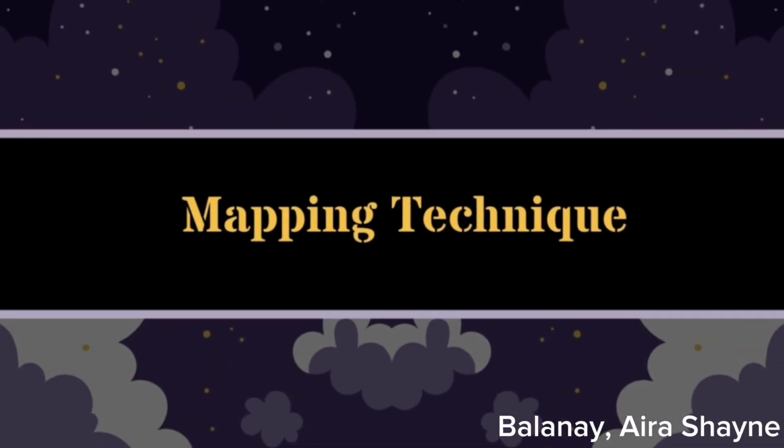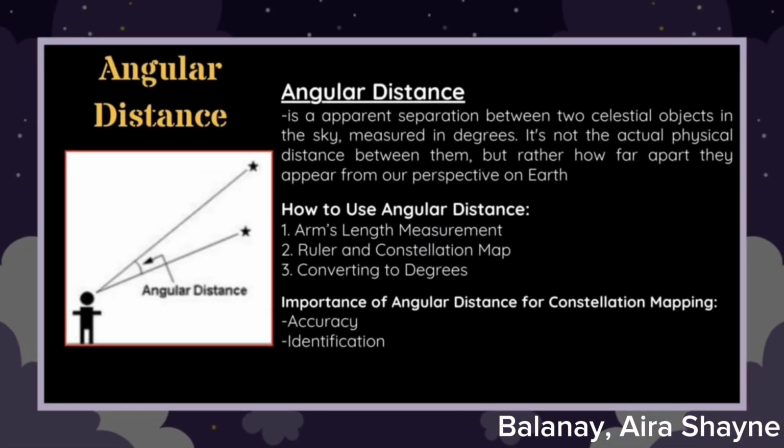Then, the mapping technique. The mapping technique is the angular distance. Angular distance refers to the apparent separation between two celestial objects in the sky, measured in degrees. It is not the physical distance between the objects, which could be vast and measured in light years, but how far apart they appear when viewed from Earth. Angular distance helps astronomers, stargazers, and navigators to determine the relationships between celestial bodies from our perspective on the ground.